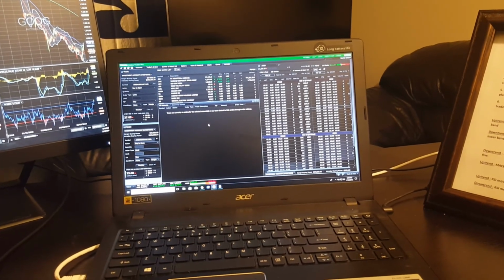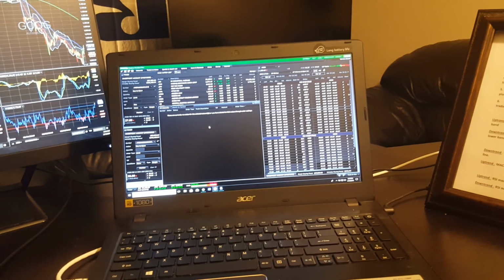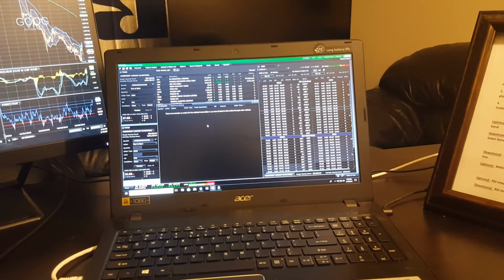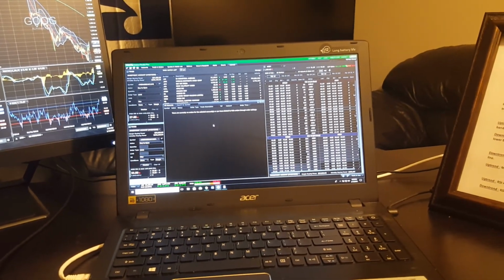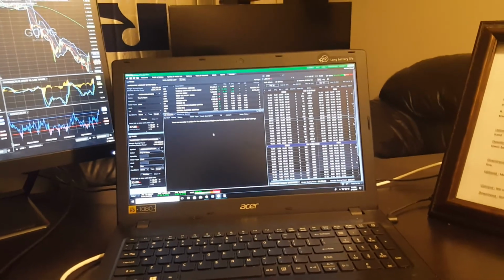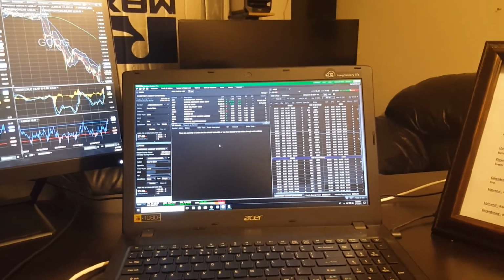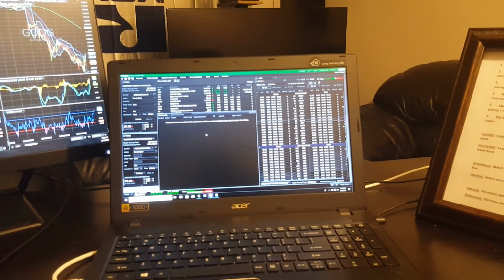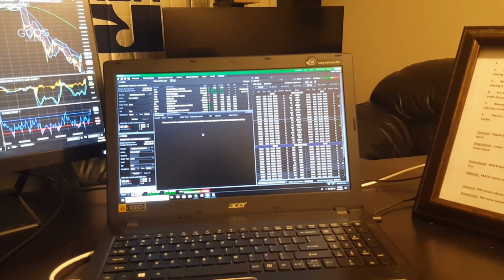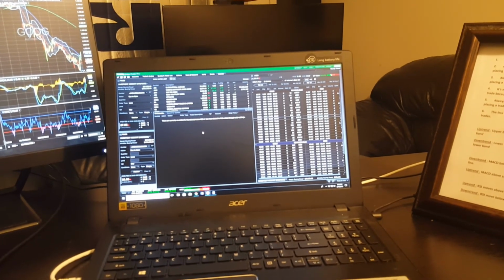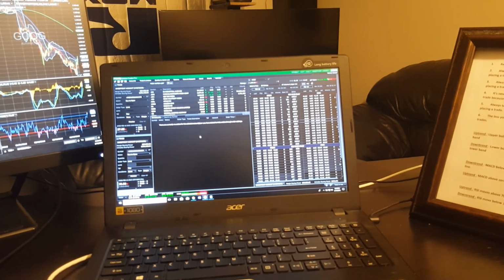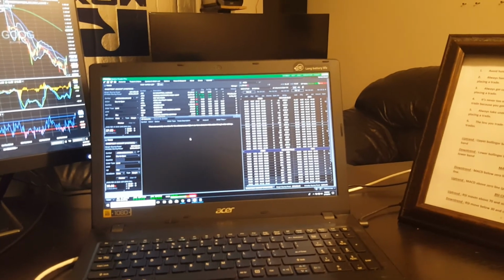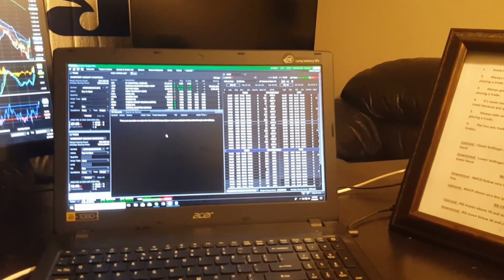Just as a background, I'm a software engineer. I worked for my company for 20 years and I just recently got laid off. So I'm trying to see if I can start a new career with day trading. I'm not completely new to it. When I was working as a software engineer, I used to trade on the side, sometimes pretty regularly. So it's not something that I'm unfamiliar with, but I'm trying to do it now on a permanent basis. So let me introduce you to my setup here.